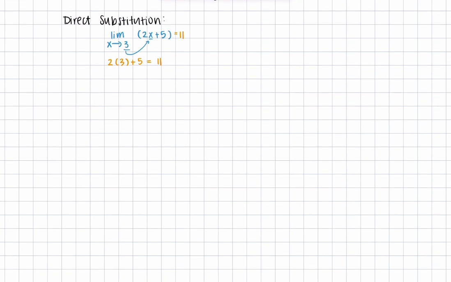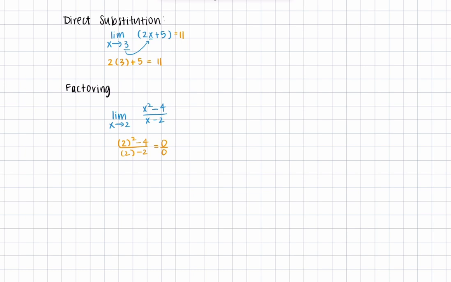Let's look at our next method to evaluate a limit, and this is called factoring. I'll explain in a moment why we need this method. So let's say we had the example, the limit as x approaches 2 for the function x squared minus 4 all over x minus 2. Now, if I use direct substitution, replacing the x's with 2's, I would get 0 over 0. So 2 squared minus 4 all over 2 minus 2 gives me 0 over 0.